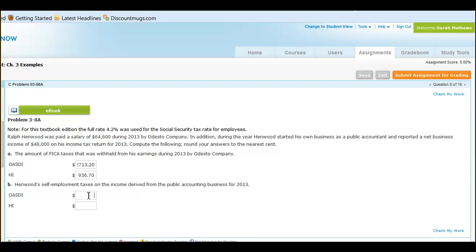Okay, but then we have to look at what his self-employment taxes are going to be as a public accountant. So the first thing we have to keep in mind is that when you're self-employed, you have to pay the employee's portion and the employer's portion because you're both the employee and the employer. But then we also have to take into consideration the maximum that we have to pay out when it comes to Social Security.